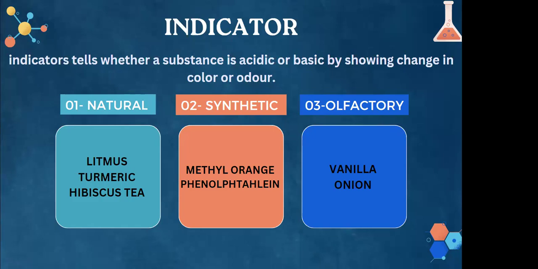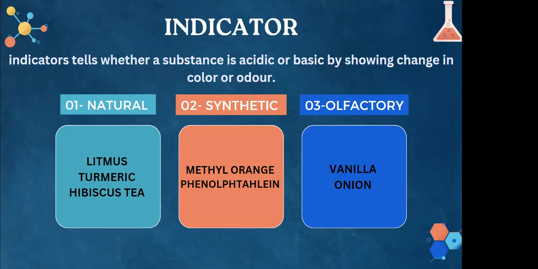Indicators, as the name suggests, indicate something. Indicate means it gives us some result or signal about a particular thing. So in chemistry, indicators tell whether a substance is acidic or basic by showing a change in color or odor. Odor means smell. We have three types of indicators: natural indicators, synthetic indicators, which are lab-made, and olfactory indicators, which relate to your sense of smell.